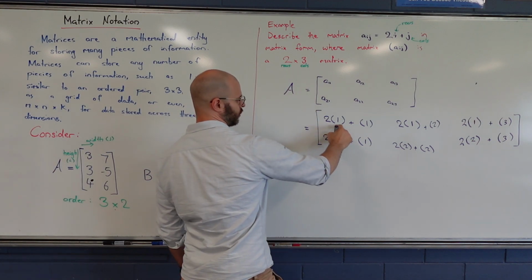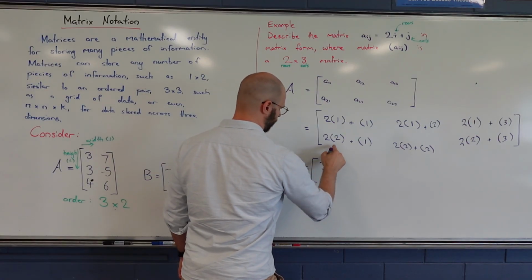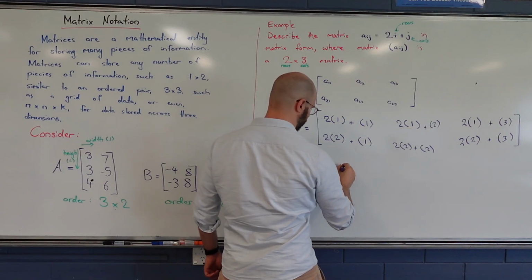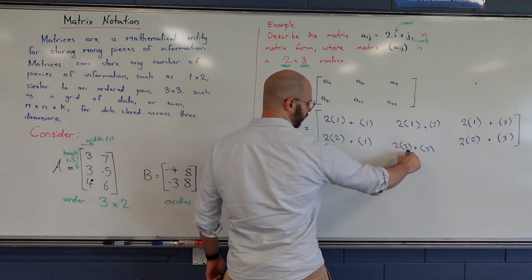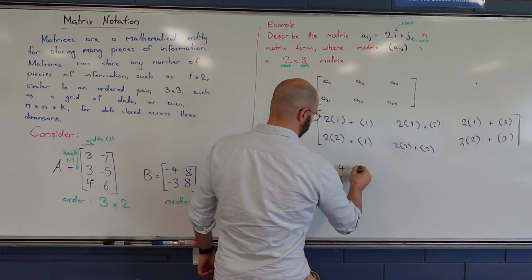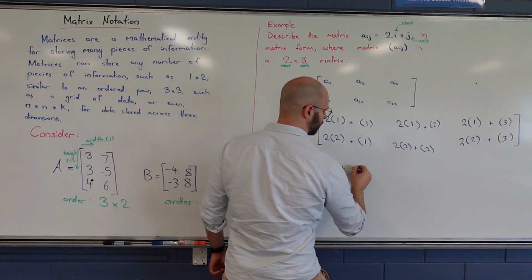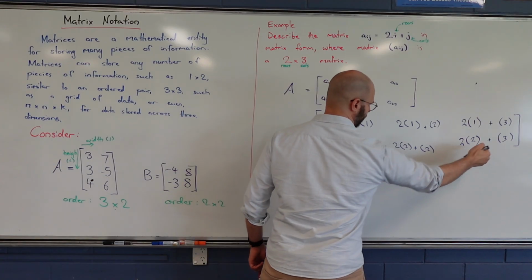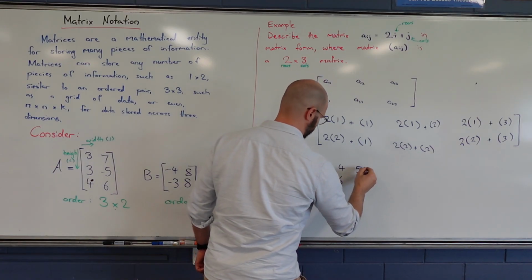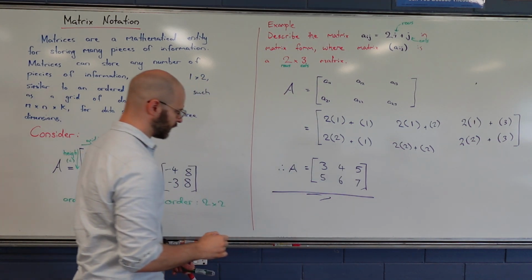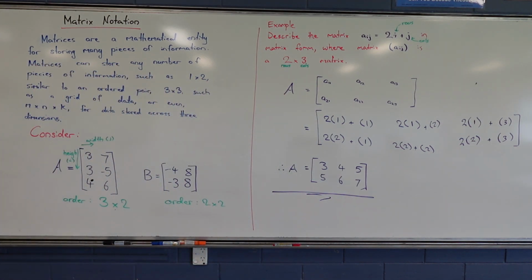So this is 2 plus 1 is 3. 4 plus 1 is 5. 2 plus 2 is 4. 4 plus 2 is 6. 2 plus 3 is 5, and then plus 2. And then this is 4 plus 3 is 7. So this is our matrix in its matrix form, as opposed to a formula form.